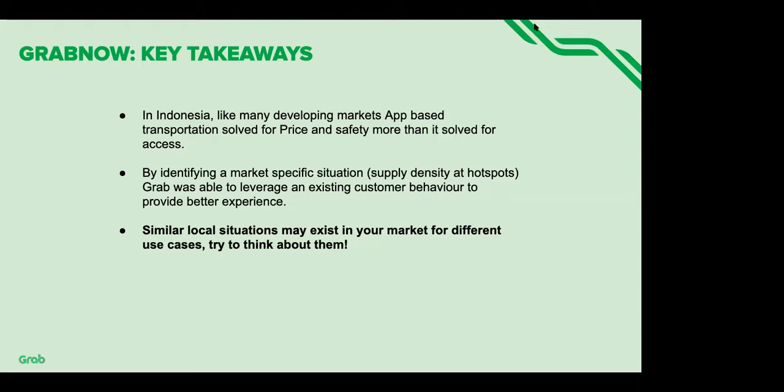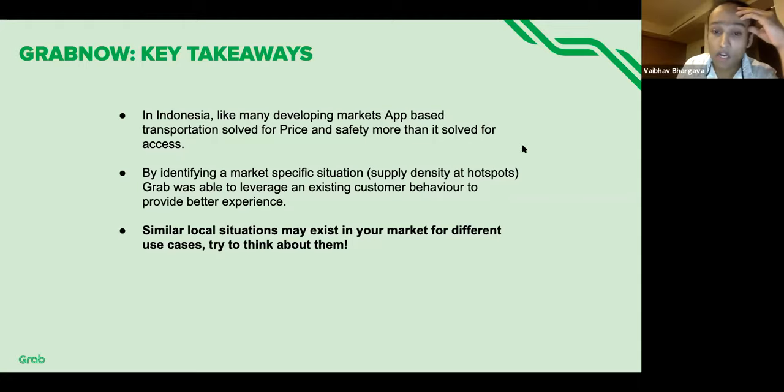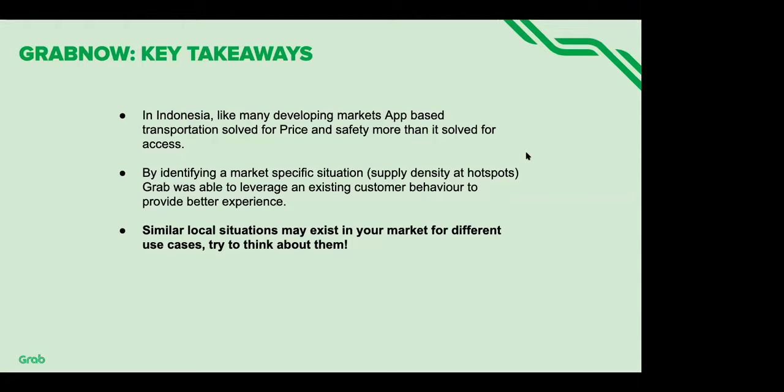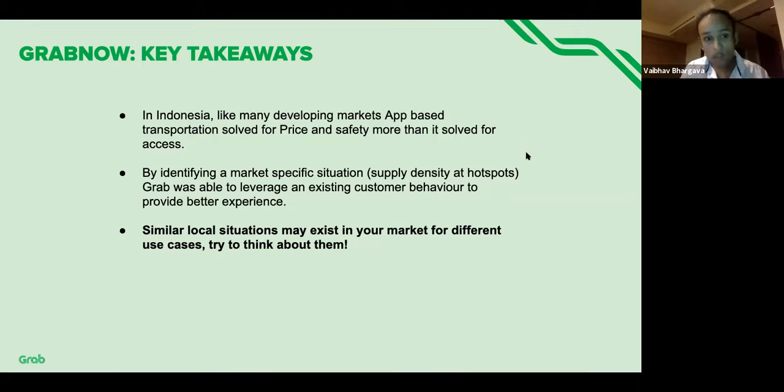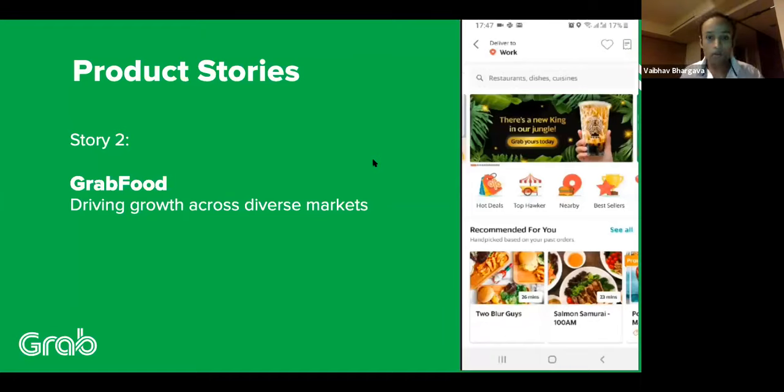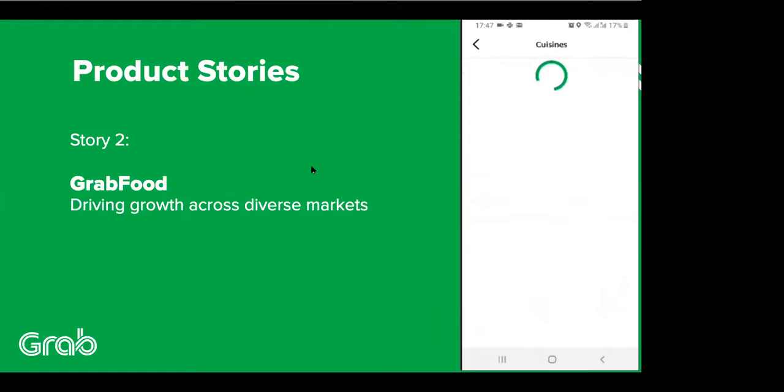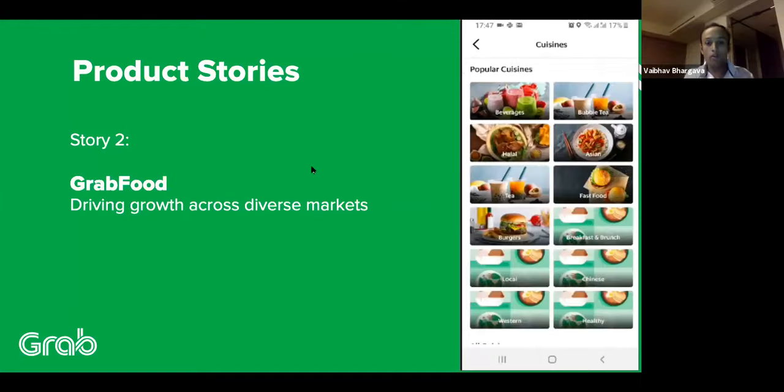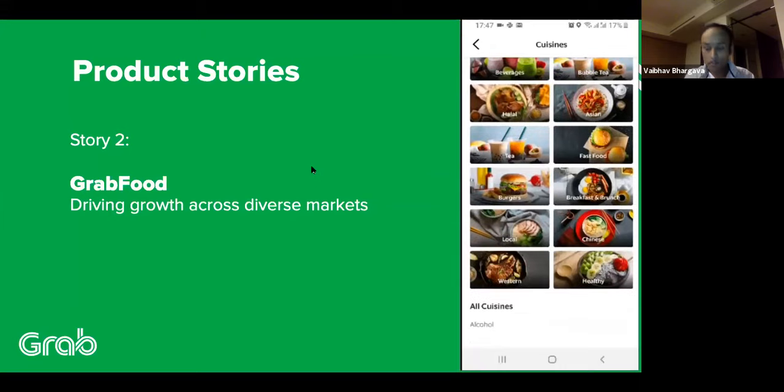Okay, I will proceed so that we have a larger time for Q&As later. Let's go to product story 2. Now this is about GrabFood and about driving growth across diverse markets.